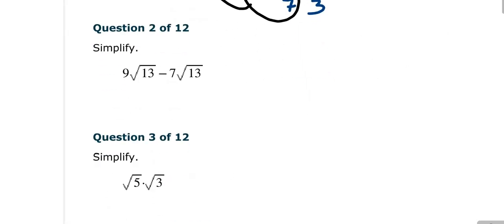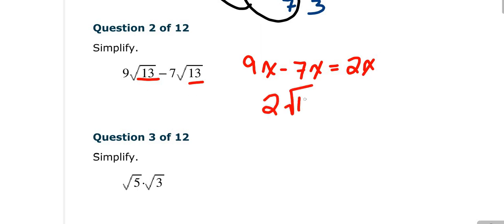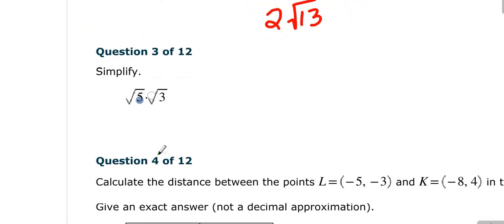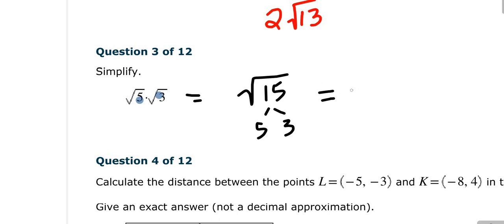Variables follow the same rules as radicals, so if the radicals are the same, we would treat this exactly as if this was 9x minus 7x, which is 2x, and in this case, it would be 2 root 13. Multiply and simplify. You multiply innies and outies. In this case, it's root 15. You can't simplify, and so it just stays at root 15.